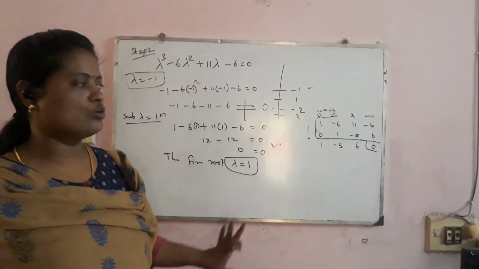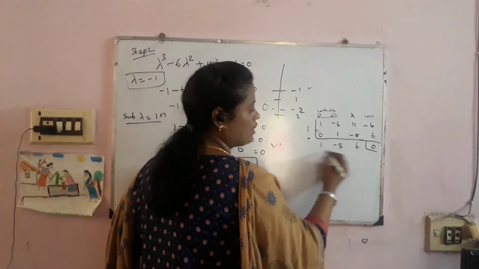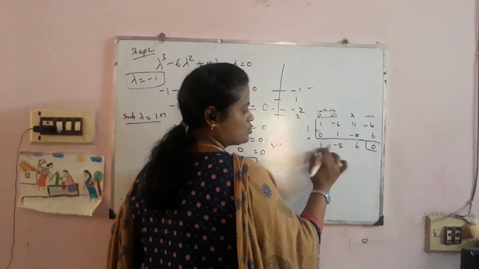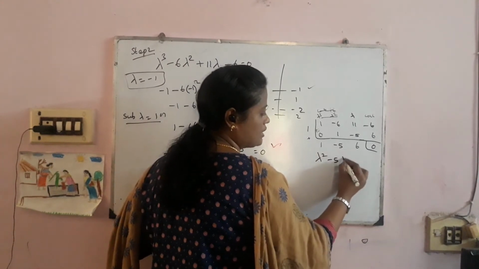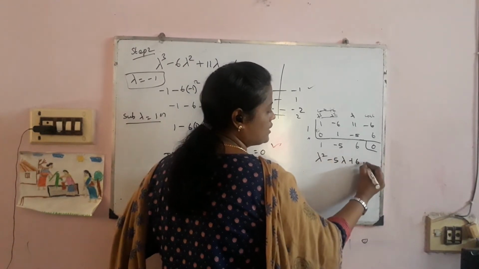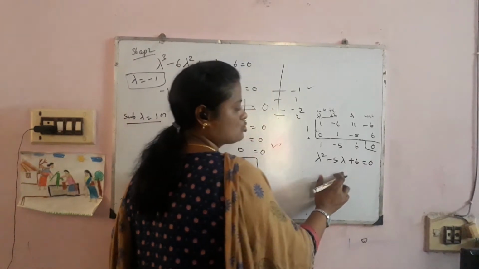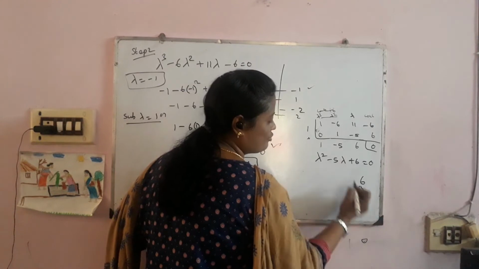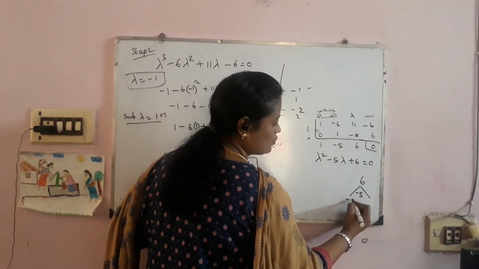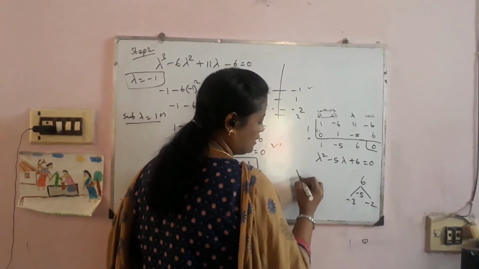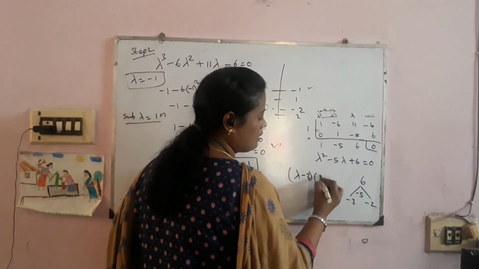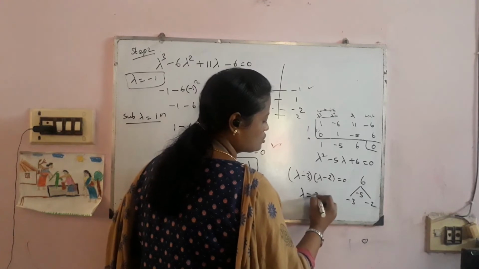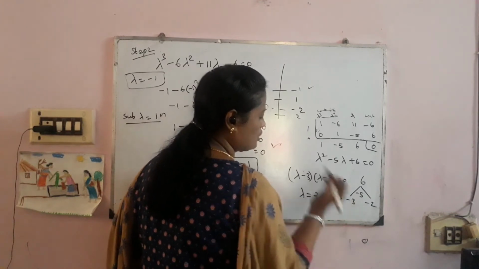Now, we are going to find the remaining roots. For that, you have to write an equation: lambda square, the coefficient of lambda square is 1, the coefficient of lambda is -5, plus constant 6 equal to 0. To solve this equation, the product should be 6 and the sum should be -5. So that is -3 and -2. That is (lambda - 3)(lambda - 2) equal to 0. Therefore, lambda is equal to 2, lambda is equal to 3.